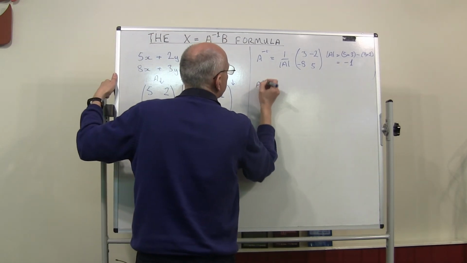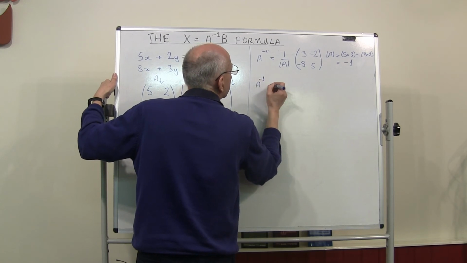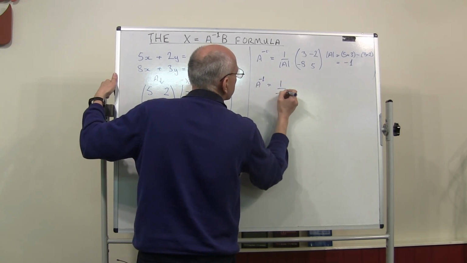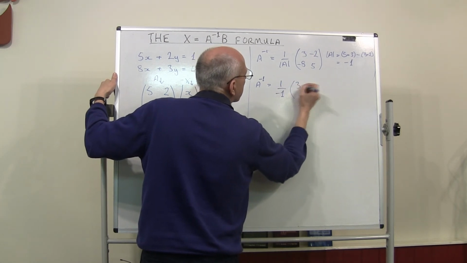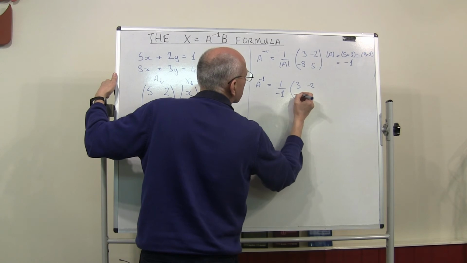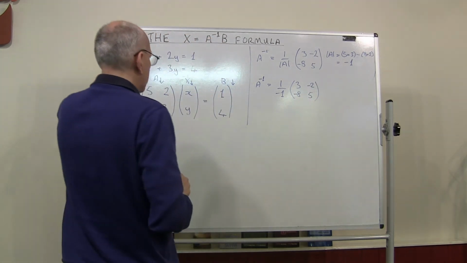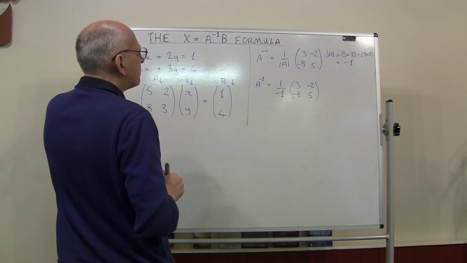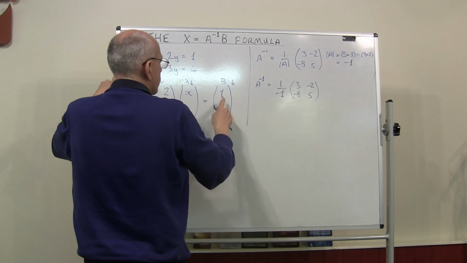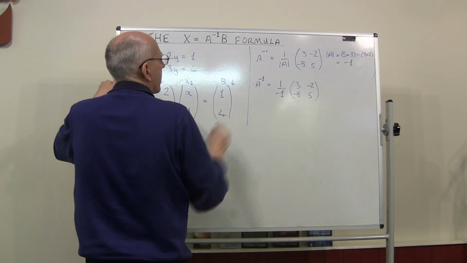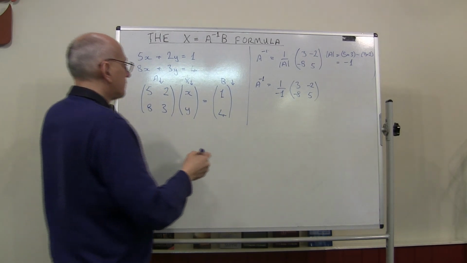So my A inverse is 1 over minus 1, so it's just minus 1, times 3, minus 2, minus 8, 5. Okay, so far? So that's that bit. Now B is this. So if I multiply that by B, that'll leave me with x. Let's try it.